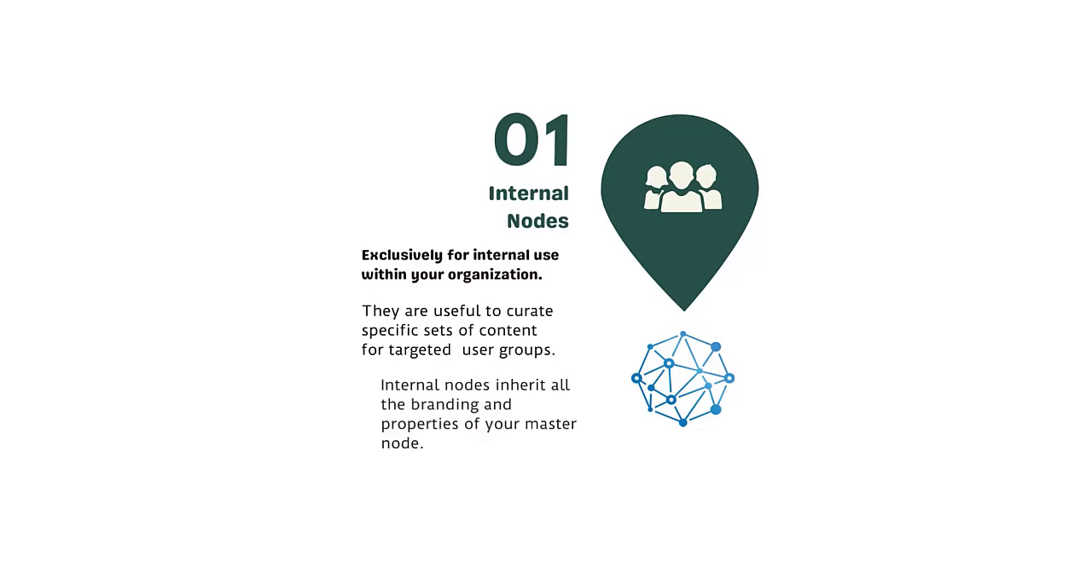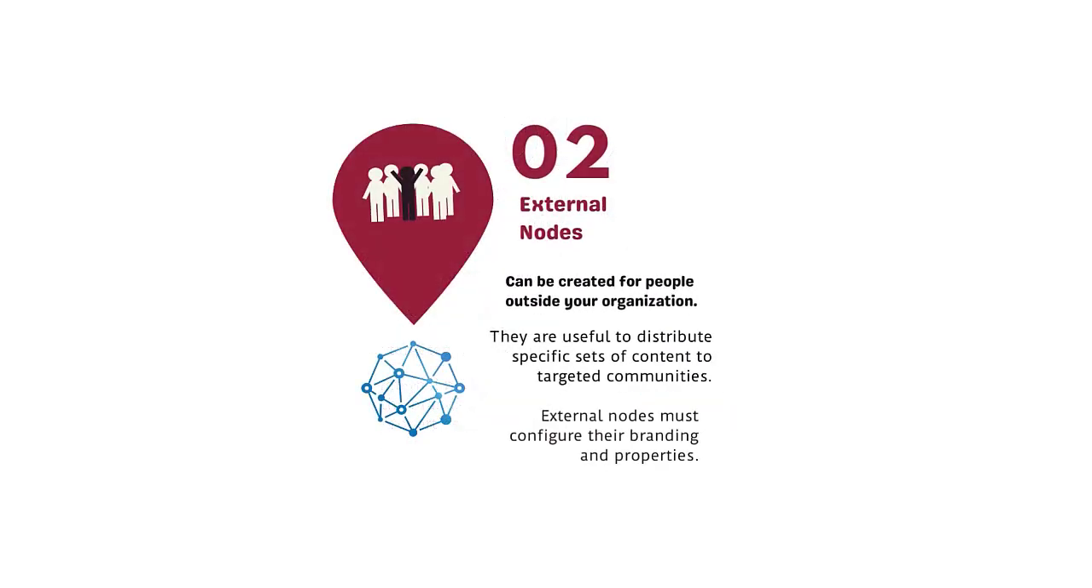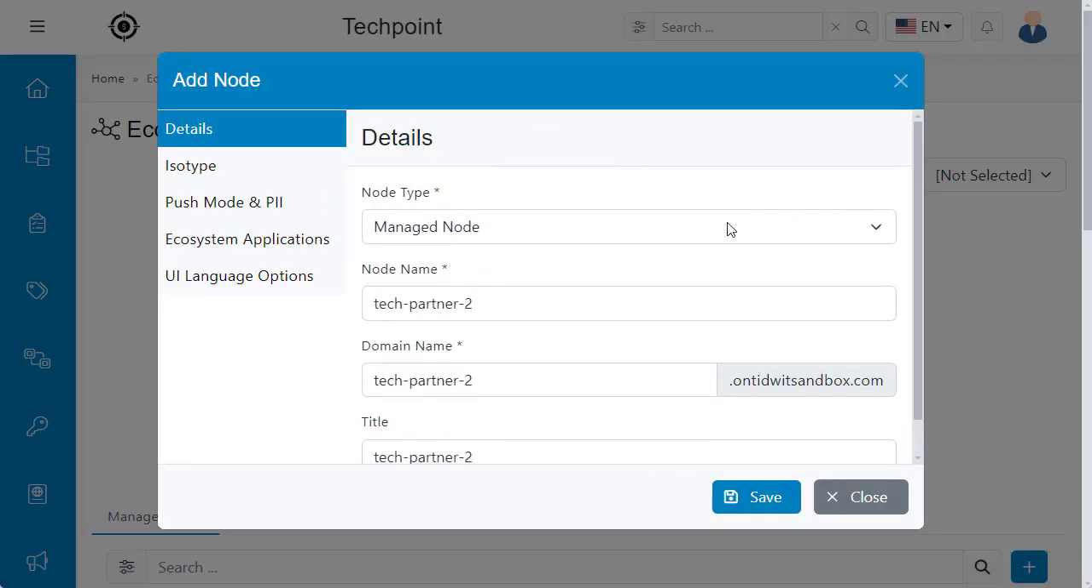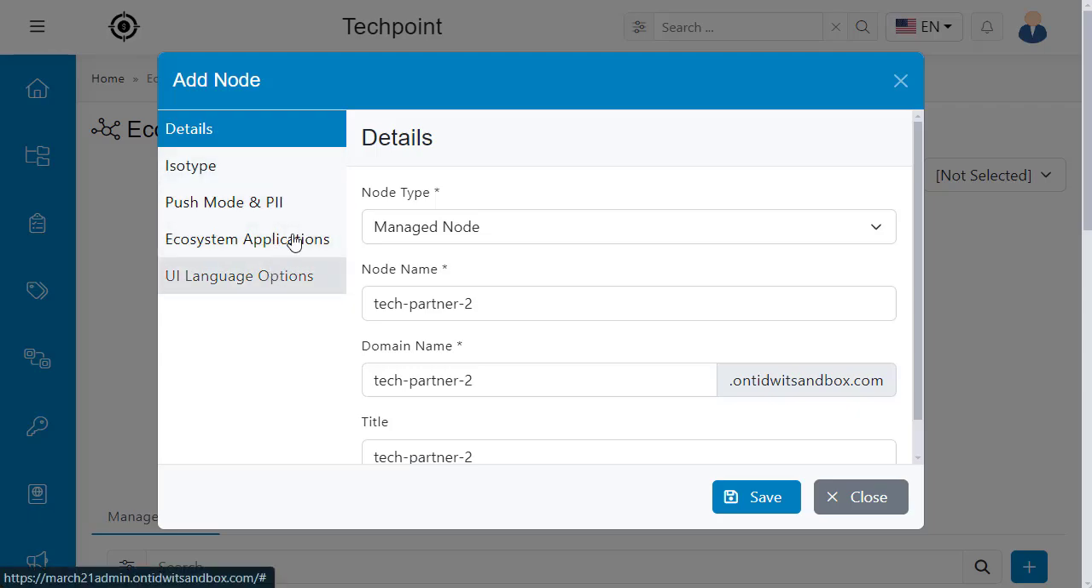Internal nodes inherit all the branding and properties of your master node, and as such, only internal users can access them. External nodes can be created for people outside your organization. They are useful to distribute specific sets of content to targeted communities like pre-hires, marketing agencies, suppliers, non-profit, etc., and/or partners. Each node has a unique set of required fields and options that are detailed in the corresponding documentation.